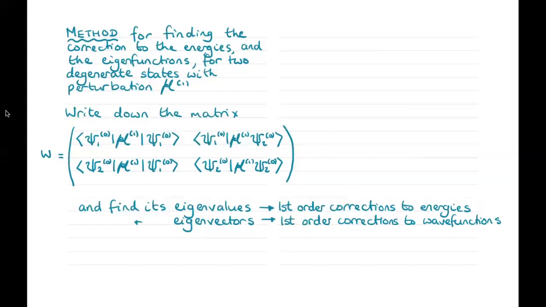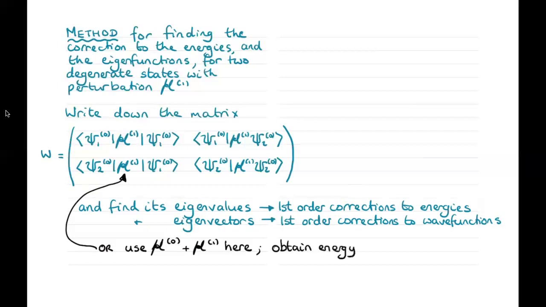Often one works with this matrix. It's also possible, and sometimes convenient, to use H0 plus H1 here, and then one obtains directly the energy, which is the sum of E0, the zeroth order energy, plus the first order correction.